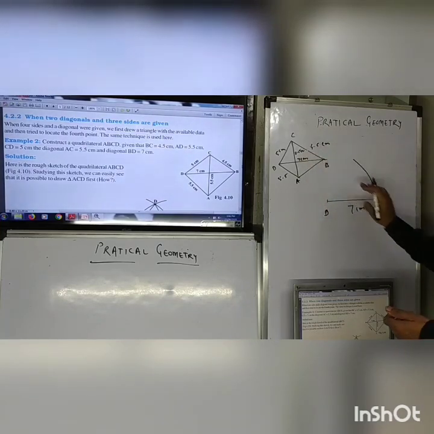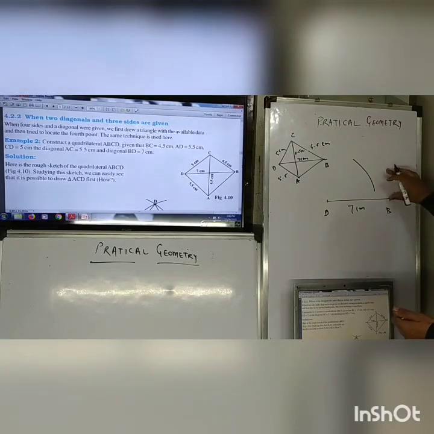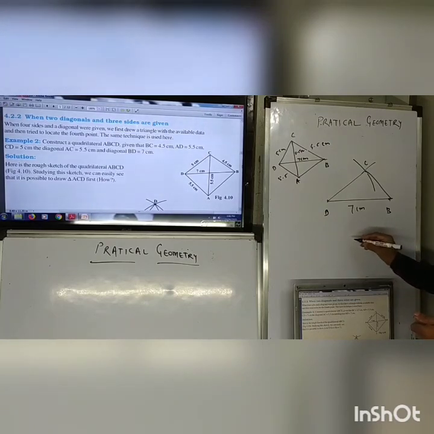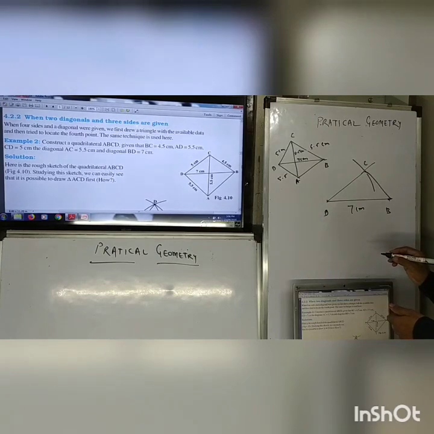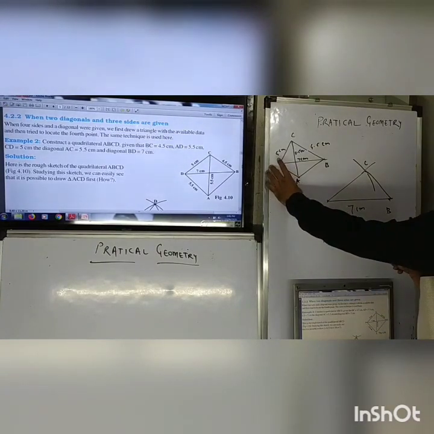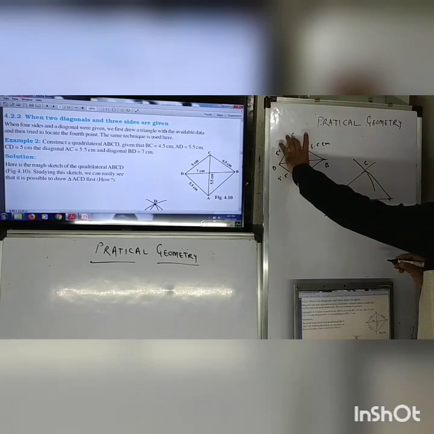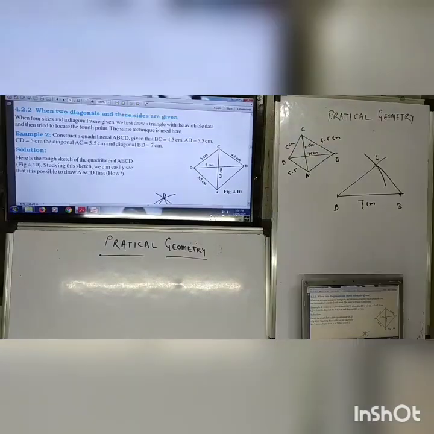Now BC equal to 4.5 cm. Put the metallic end of the rounder at B, take 4.5 cm and draw another arc intersecting the first arc at C, and now join BD and BC. Now this triangle is BDC. Now the remaining point is only point A. For point A, two things are given: AD equal to 5.5 cm and AC equal to 5.5 cm.